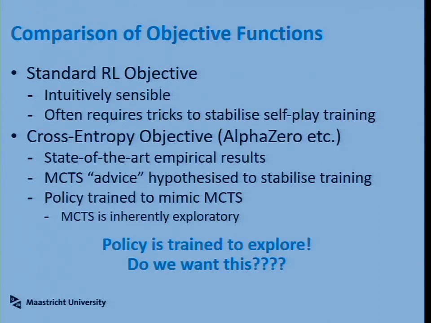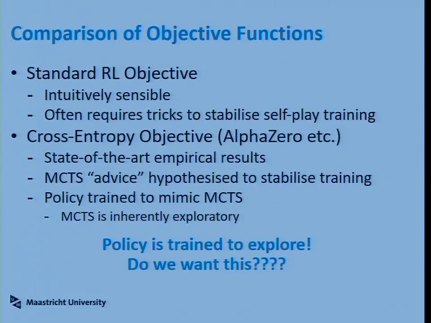And then if I look similarly at the cross-entropy objective, well, a big advantage is that it gets state-of-the-art results, so it performs really well. And it's nice that this advice that you get from MCTS by trying to mimic it is hypothesized to stabilize the self-play training. So you don't need any extra tricks, you don't need to randomize over a distribution over self-play practice partners. You can just play against yourself.